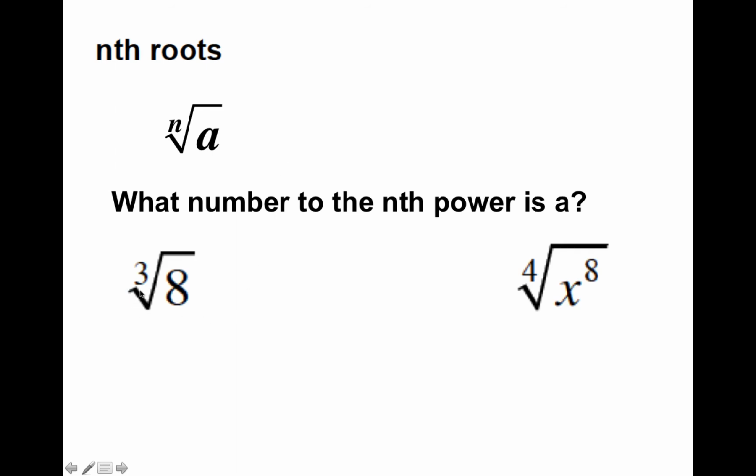So what number to the third power is 8? Well, the answer is 2, because 2 to the third power is 8. Over here, what number to the fourth power is x to the 8th? So that would be x squared. So x squared to the fourth power is x to the 8th.